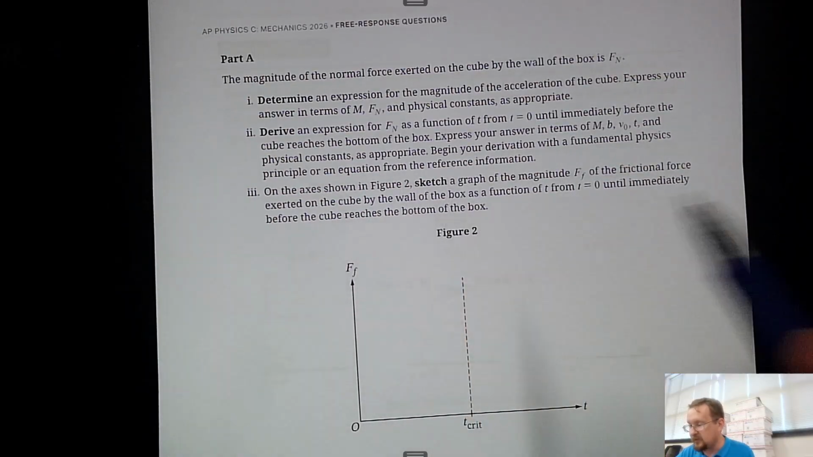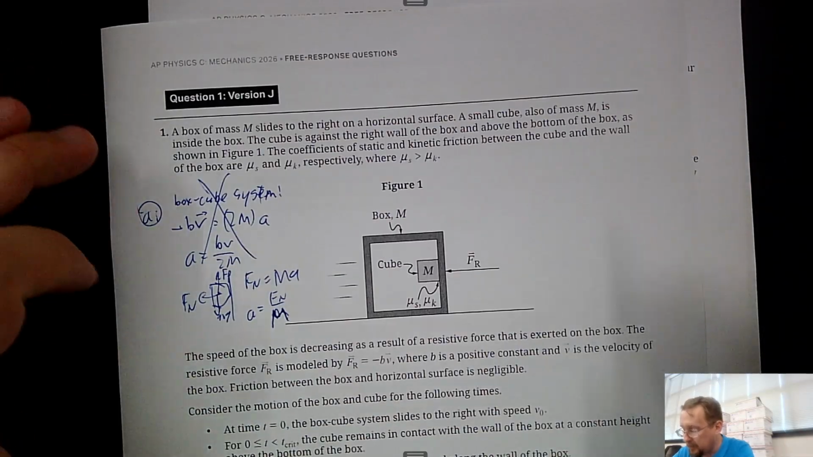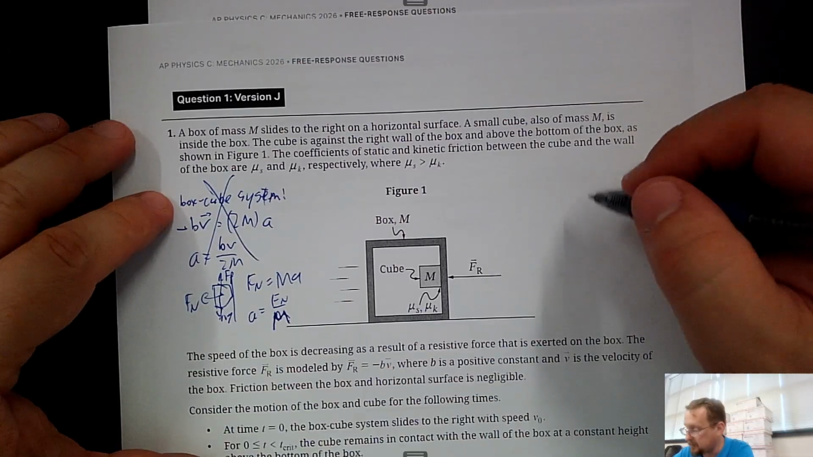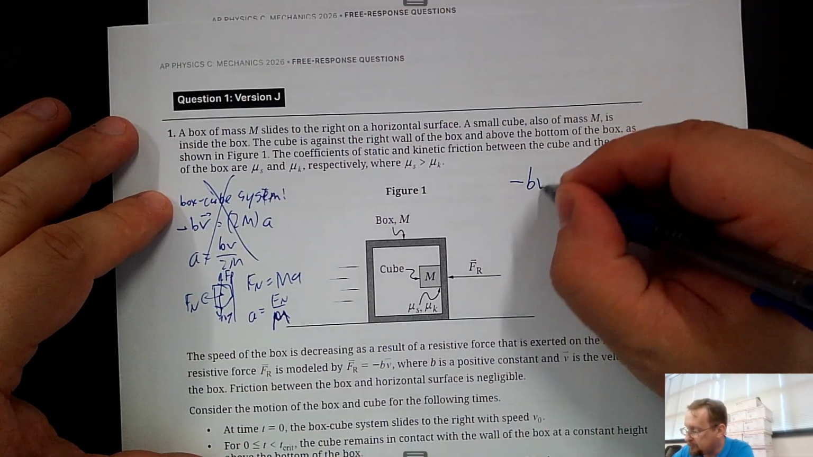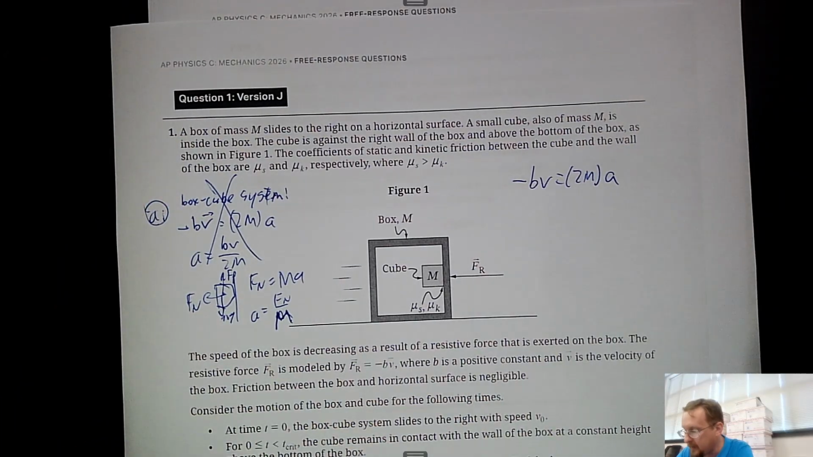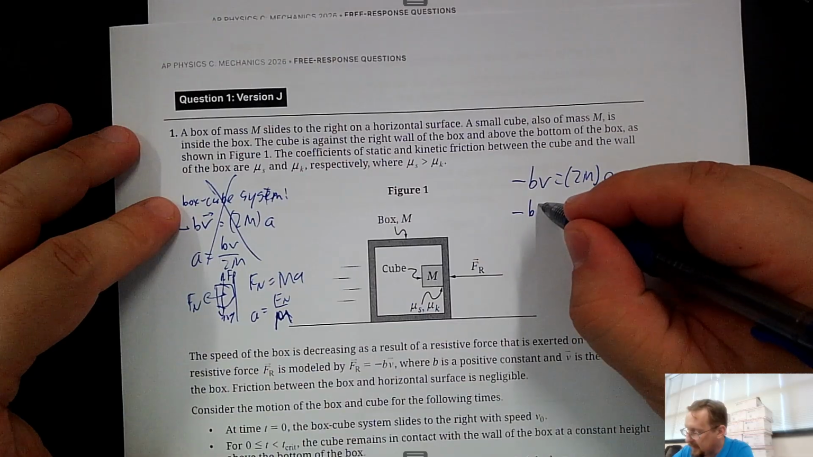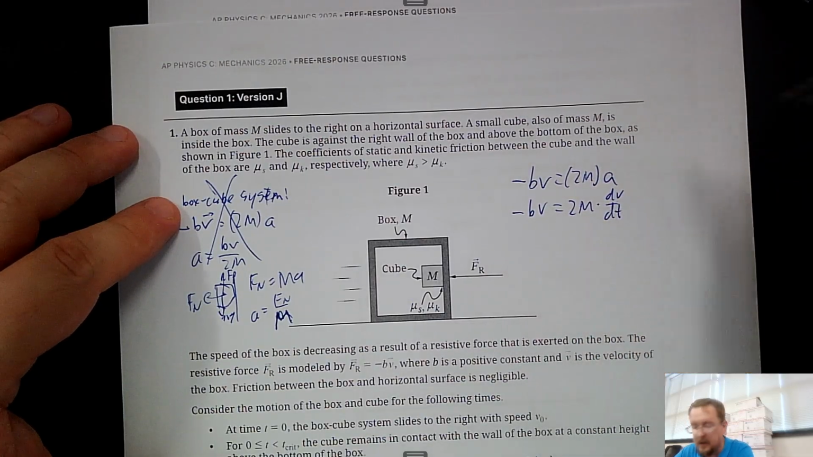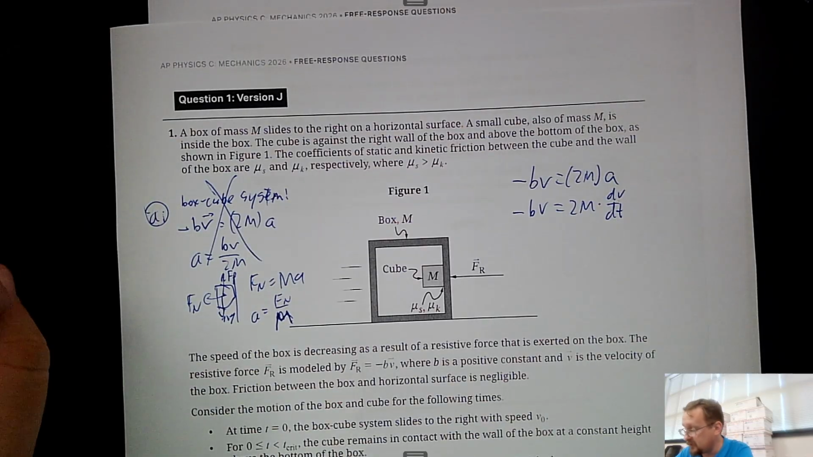Begin your derivation with the fundamental physics principle. Okay, so now I'm going to look at the box-cube system. So negative bv equals 2M times a. And it's really going to be negative bv equals 2M times dv dt. I wonder how many students even thought to do this.